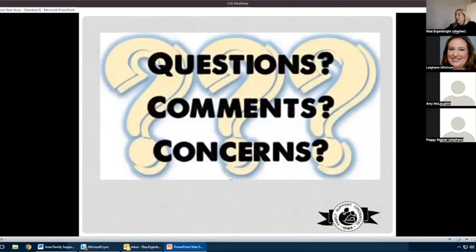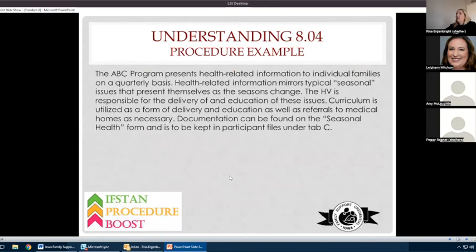Oops, I'm clicking through this too fast. Let me go back. Again, here's a procedure example, and in this one it is done quarterly. It's a conversation that occurs quarterly, and then it's all documented in case files, and even included is which tab in the case file they would find those forms that contain all of the documentation of the health related topics that were covered.